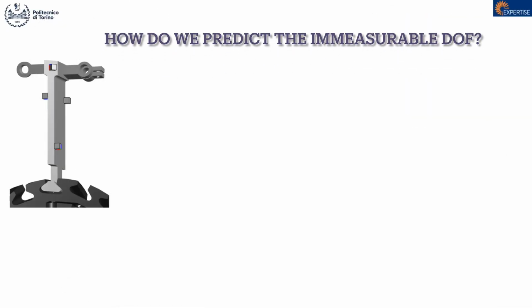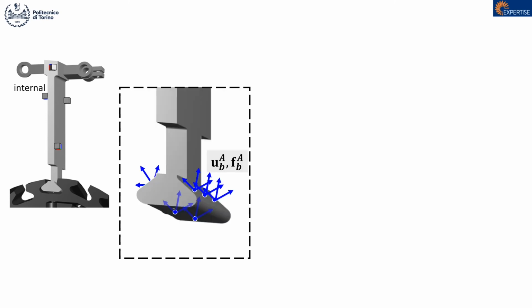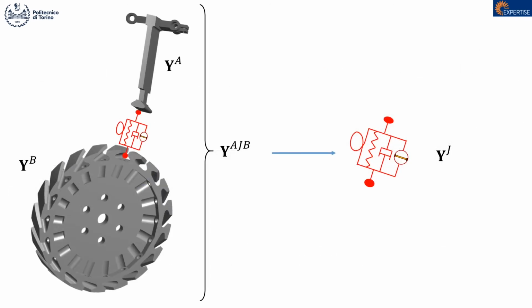How do we measure interfaces if they are immeasurable, as in the case of a disc and a blade? For this problem, we use an expansion technique called system equivalent model mixing. We measure on the internal degrees of freedom of the blade and the disc and expand on the interface degrees of freedom. So we can identify the joint by using the expanded models in our research.